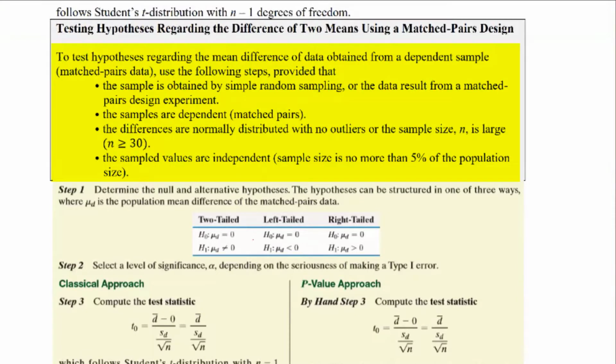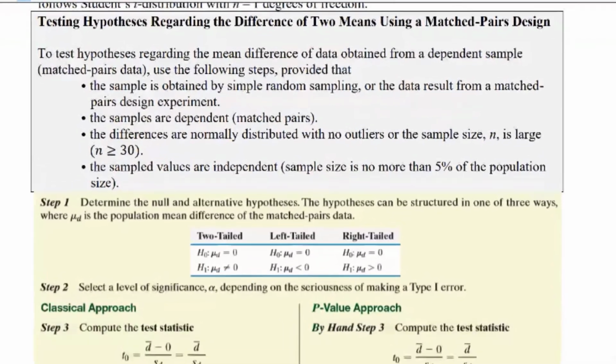We need those differences to be normally distributed with no outliers, or we need our sample size to be large. That's a requirement so that the mean of the differences is approximately normal. And then we need the sampled values to be independent, meaning the sample size is no more than 5% of the population size. Once those requirements are satisfied, these are the steps that we follow.